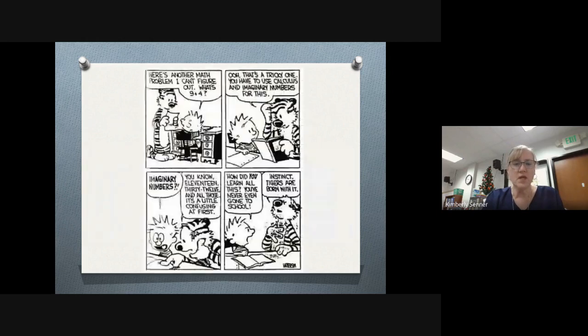And then the last one is Calvin and Hobbes, and they are just my favorite. They're so fun. Feel free to share Calvin and Hobbes cartoons with me at any point in time that you want to.